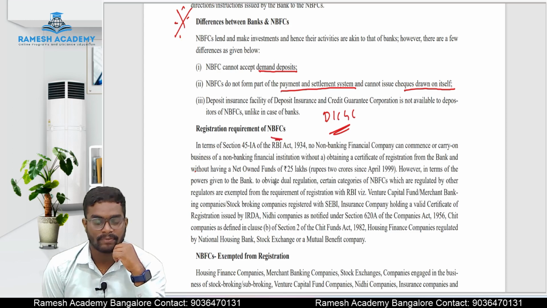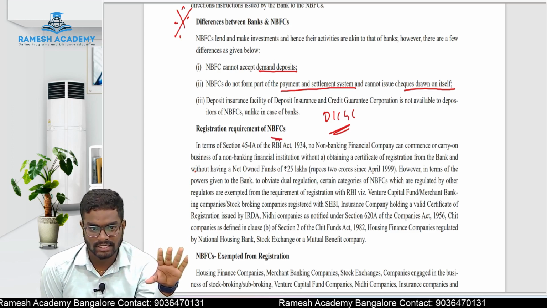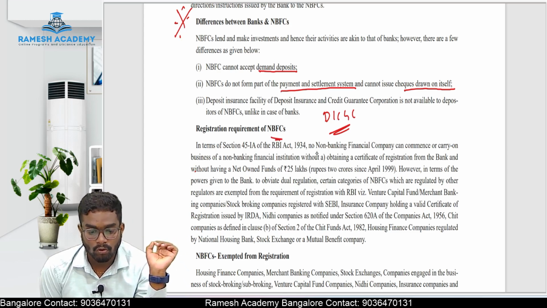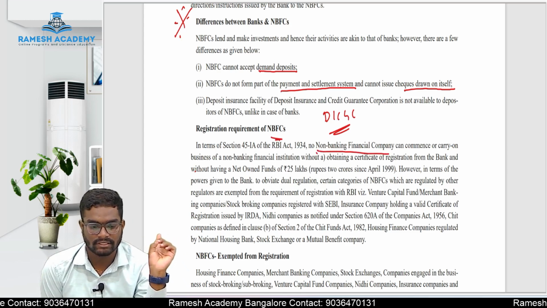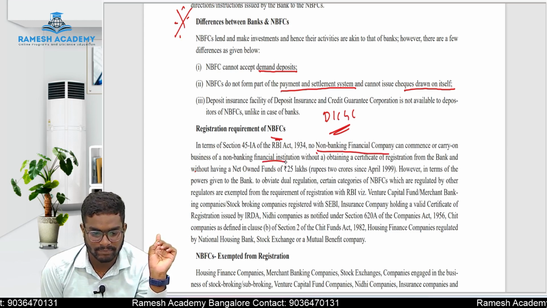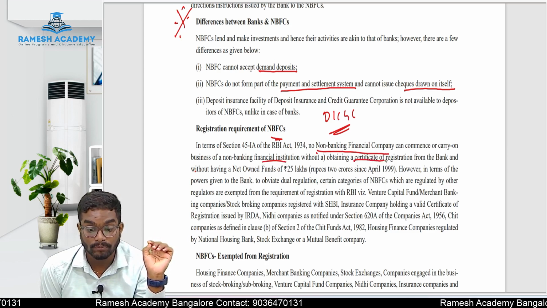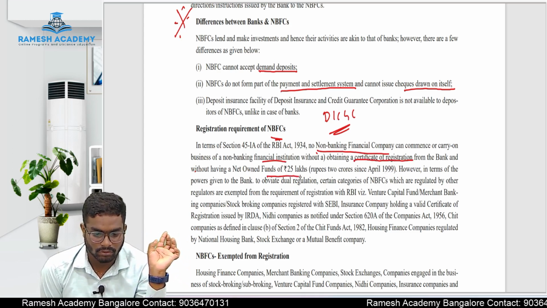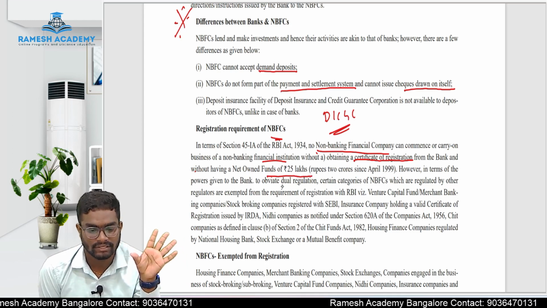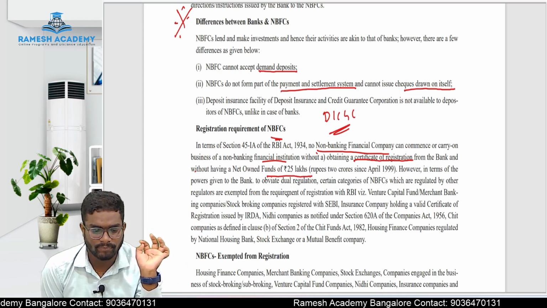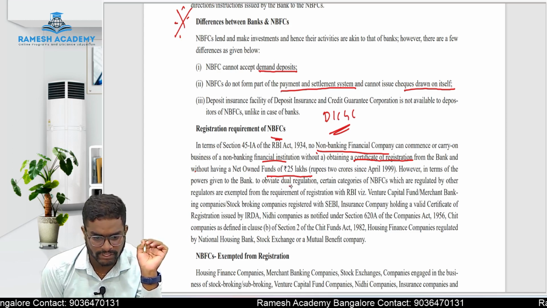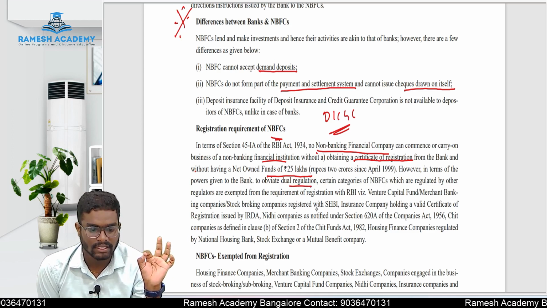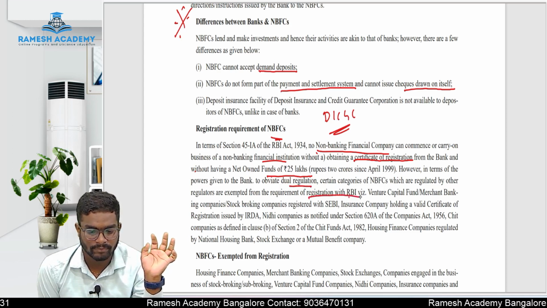So registration requirements of NBFC. If you are not registered as an NBFC, you can't even start the business. In terms of 45IA of the RBI Act, no NBFC can commence or carry on the business of a non-banking financial institution without obtaining a certificate of registration. You can't even start. And without having a net owned fund of 25 lakh, minimum you should have 25 lakh fund. However, in terms of power given to the bank to avoid dual regulation, certain categories of NBFC which are regulated by other regulators are exempted from the requirement of registration with RBI.